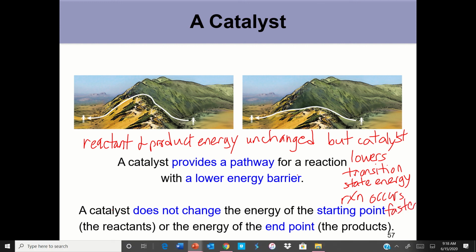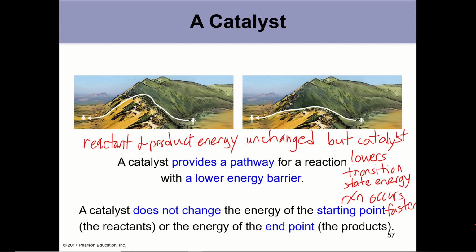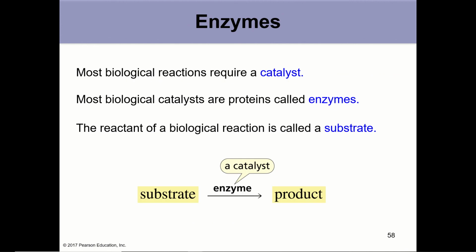Okay, so a catalyst does not change the starting point or the end point. It only changes the transition state energy. Enzymes are all biological catalysts. What an enzyme does for us is to lower the energy of the transition state. Most biological catalysts are proteins, and we call those enzymes.